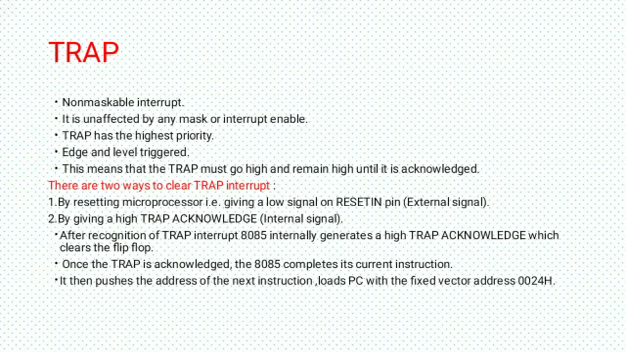Then it has both edge and level trigger. This means the TRAP must go high and remain high until it is acknowledged. There are two ways to clear the TRAP interrupt. The first one is by resetting the microprocessor, that is, by giving a low signal on the reset pin. The second one is by giving a high TRAP acknowledgement signal.